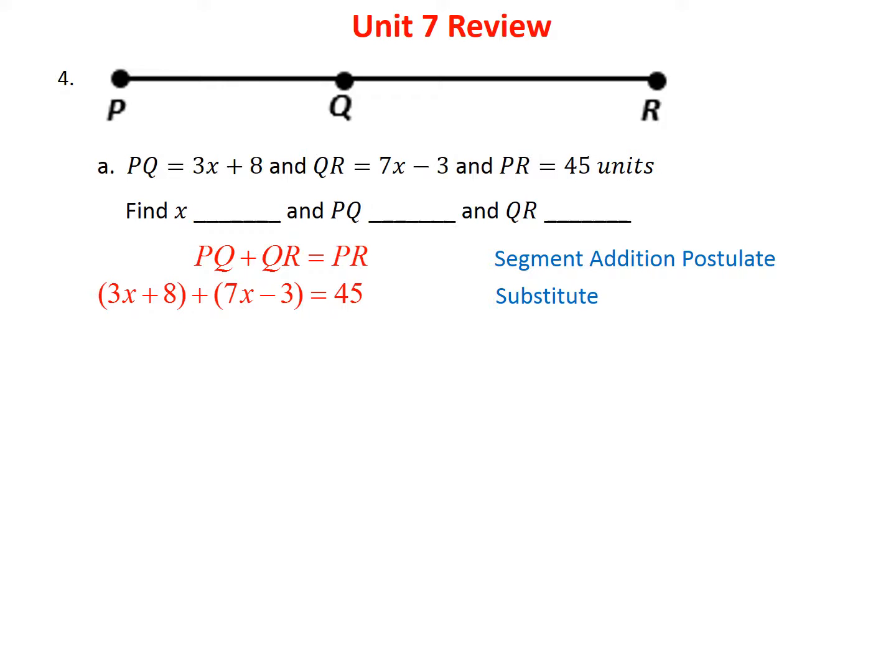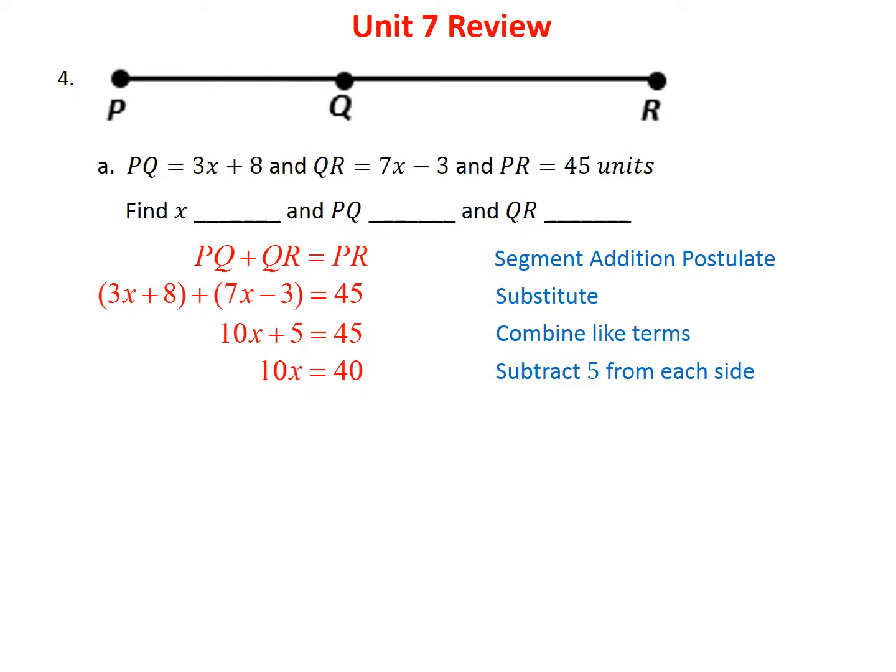And now we simply have an algebra problem to solve. First, let's combine like terms. 3x and 7x is 10x. 8 minus 3 is 5. So we get 10x plus 5 is 45. We're back to our two-step equation. So undo the addition by subtracting 5 from both sides. So we get 10x equals 40. And now undo the 10x by dividing by 10, and we get x equals 4.